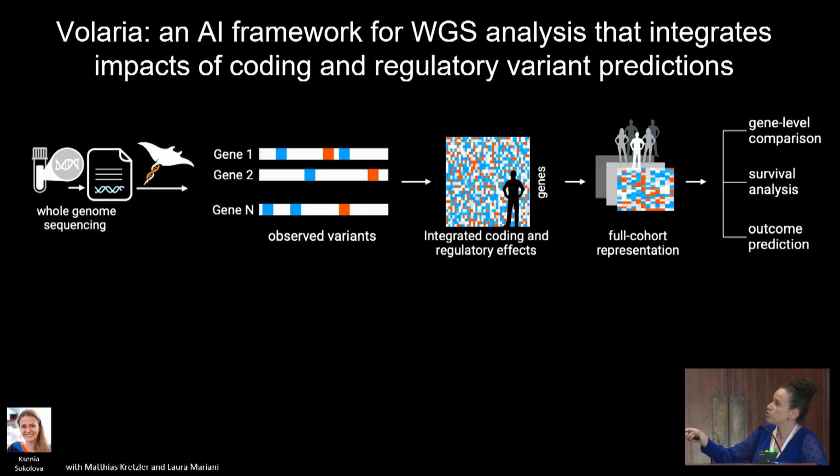And that means now you can have a full cohort representation of not just which variants they have, but how disruptive they are. And then you can do whatever other analysis that you would want to do, but now you're not having to deal with a number of the variants that you are looking at actually not being functional. So you can look at gene level comparison, you can do survival, outcome prediction, etc.